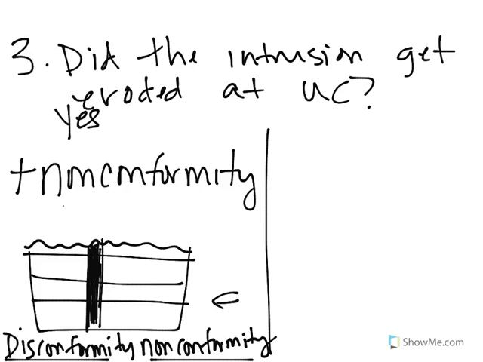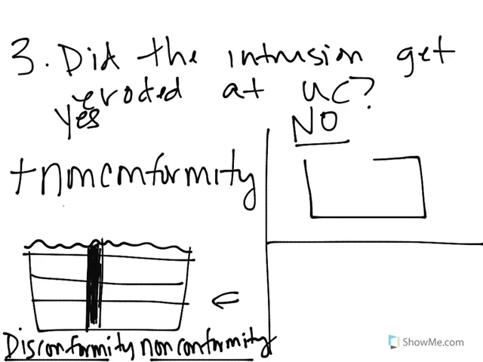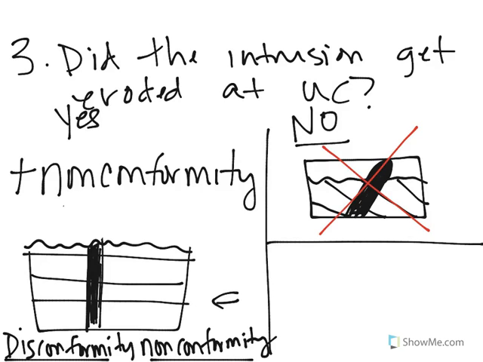Now, let me give you some examples of a no, where I might have an igneous intrusion, but it doesn't get eroded. And there's two examples I can show you. So let's say I have something that looks like this. Here I have some rock layers, and I have an igneous intrusion that goes like this. It cuts across everything. Now, I do have an igneous intrusion, but it clearly did not get eroded at the unconformity. You see how it's cutting across the unconformity? So that tells me that this igneous intrusion actually happened after the unconformity. So there's no way it could have gotten eroded.